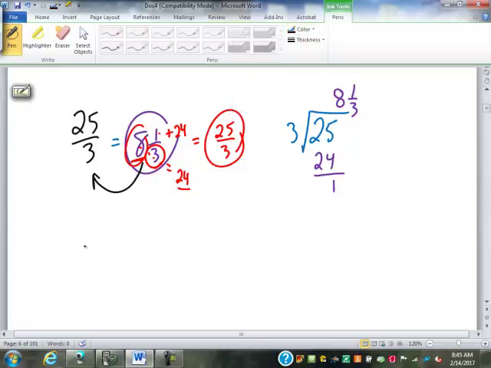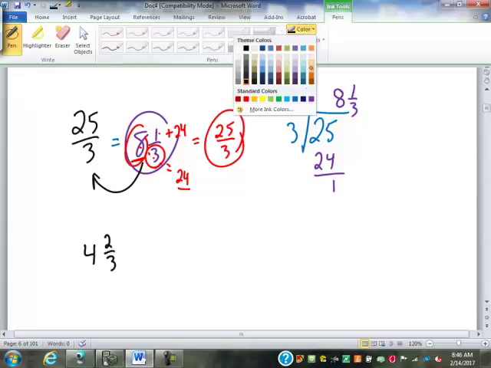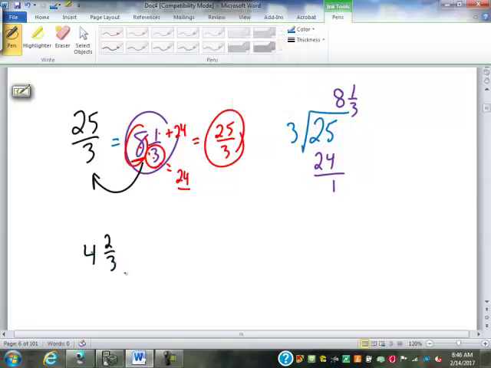So we might have like 4 2/3. It'd be 4 times 3 is 12. Add 12 to the 2 is 14 thirds. Or if we had 2 3/5. 2 times 5 is 10, plus the 3 is 13/5.